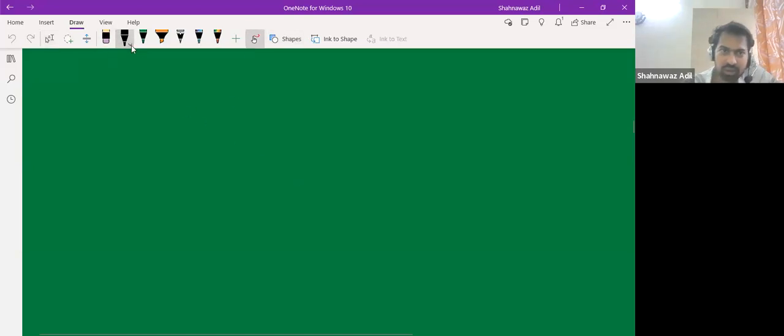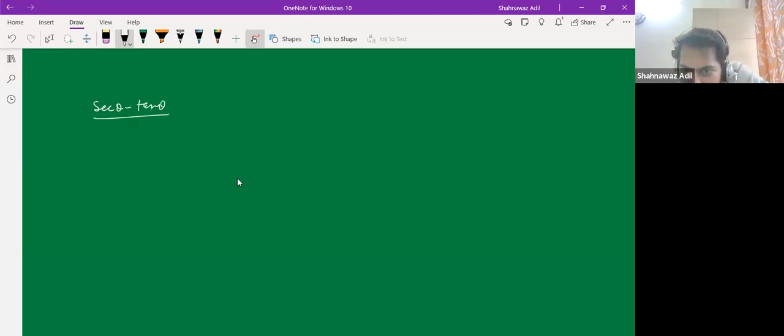Very small fonts. So we have (sec theta minus tan theta) divided by (sec theta plus tan theta), and this is equal to 1 minus 2 sec theta into tan theta plus 2 tan square theta.